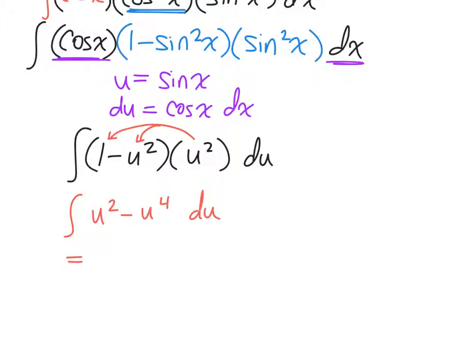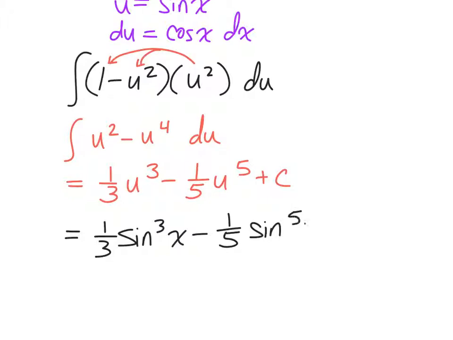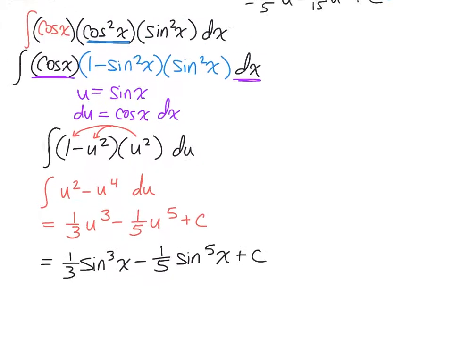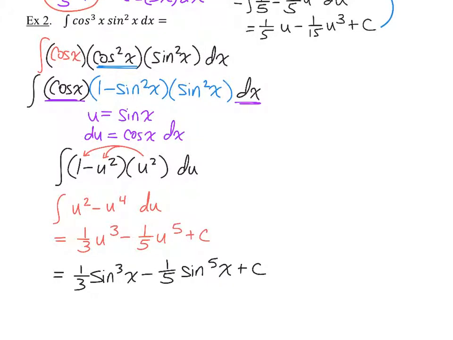All right, so we're looking at 1/3 u cubed minus 1/5 u to the fifth plus c. And we know u is equal to sine of x. So that must be our antiderivative. But again, the big challenge is getting to that. All right? It's experience. And I'll tell you, when I was a student, I wasn't big on studying. I wasn't big on practice problems.